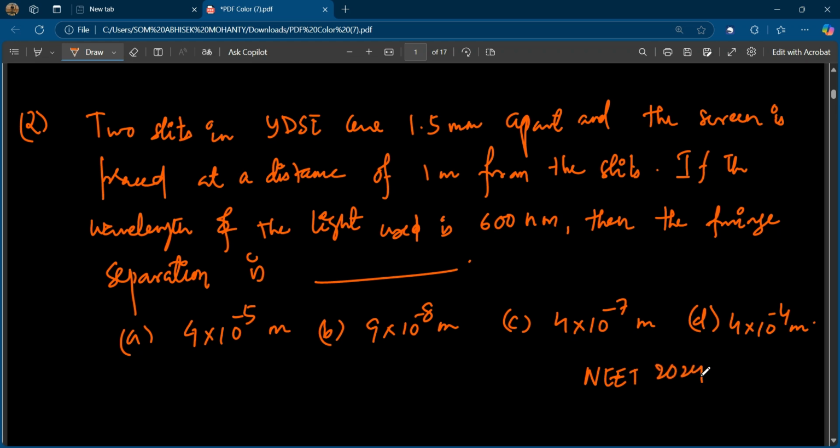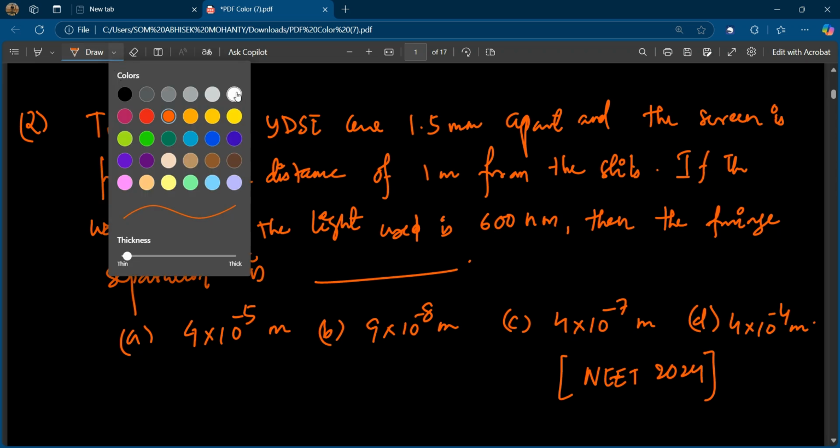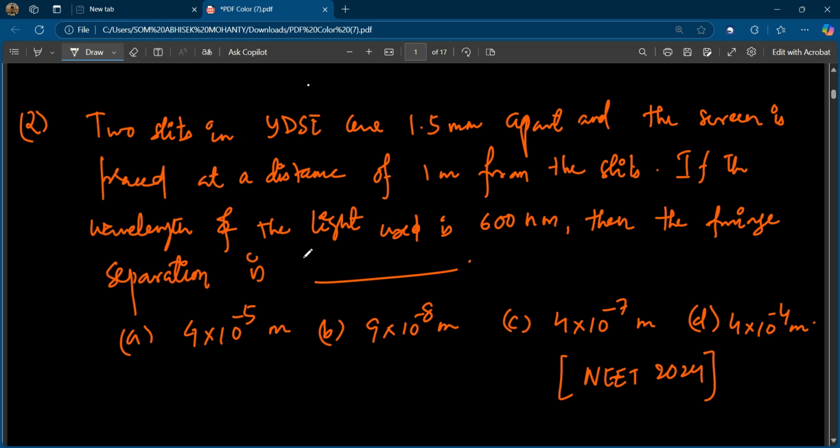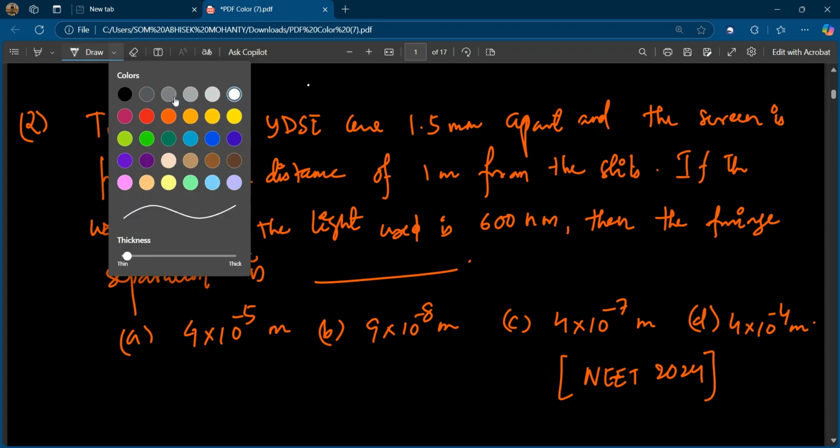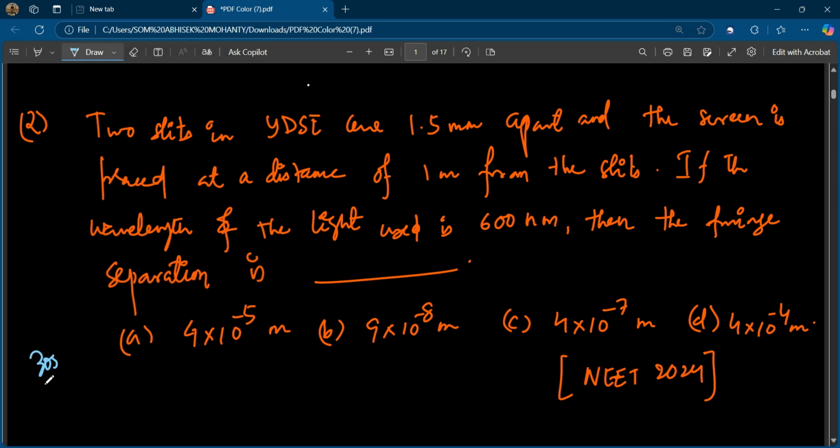Try, I'm giving you 1 minute. This is an easy question, so even 1 minute is a long time. You should be able to solve this question within 30 seconds. You have 30 seconds. Two slits in YDSE are 1.5 millimeter apart, and the screen is placed at a distance of 1 meter. Direct formula.